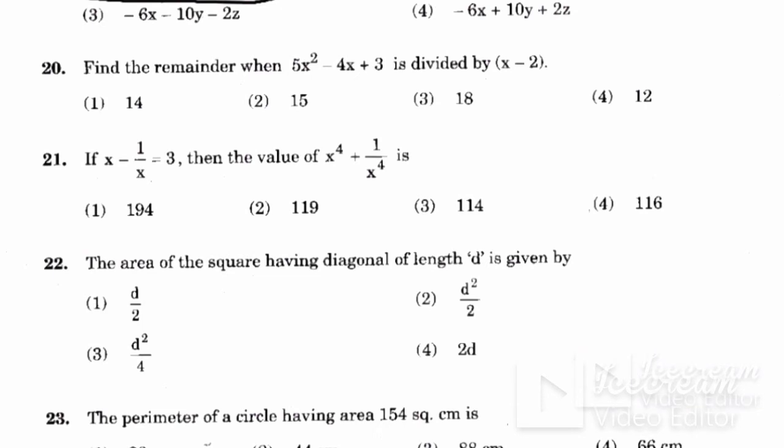Now, last question for this video. Question number 20. Find the remainder when 5x square minus 4x plus 3 is divided by x minus 2. Now you don't have to divide; if you sit and divide, you will lose a lot of time. So what do you simply have to do? You have to put x minus 2 equal to 0.